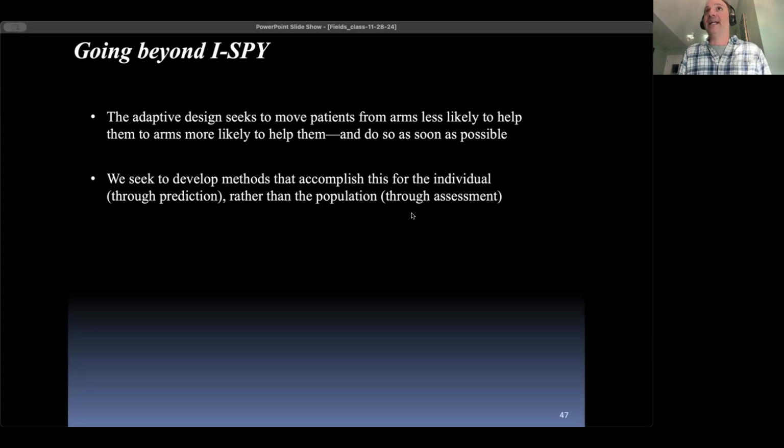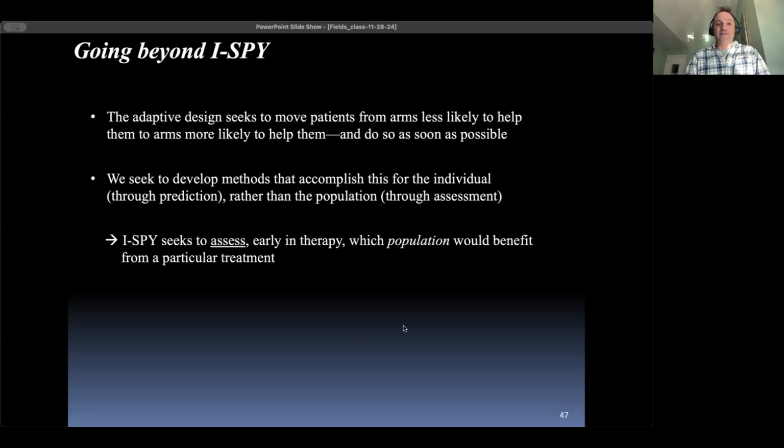That wheel on the previous slide, you're updating the treatment regimen the patients are going to get at the population level based on how the previous population is going, which is fantastic. It has dramatically accelerated the way at which promising drugs are getting into the clinic for breast cancer patients. It's a real success story. So now the next goal is to go from doing this at the population level to the individual.